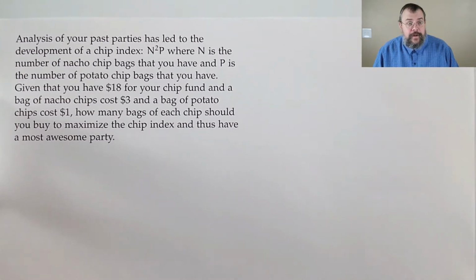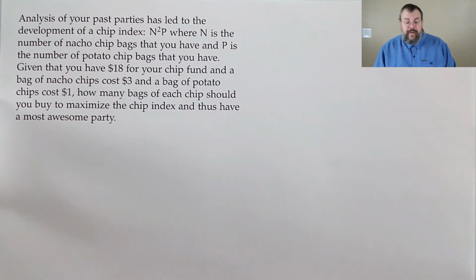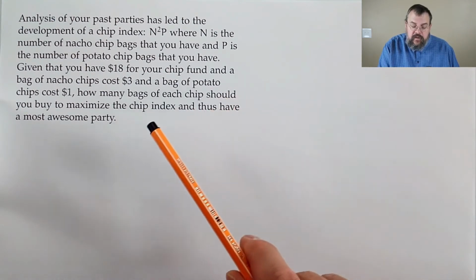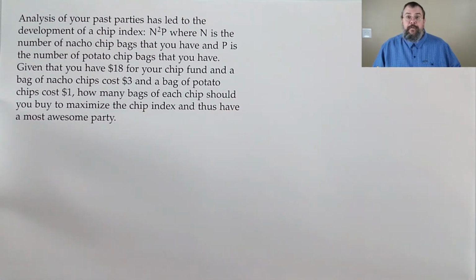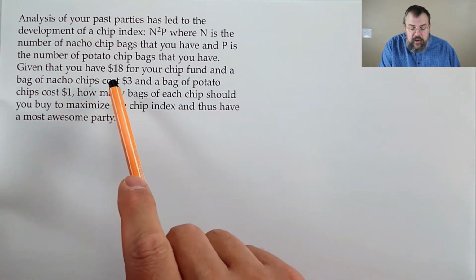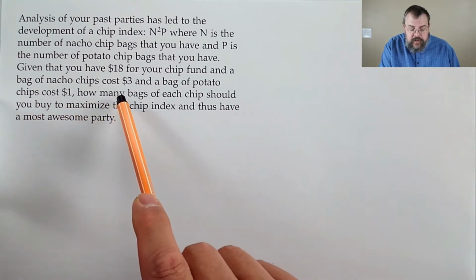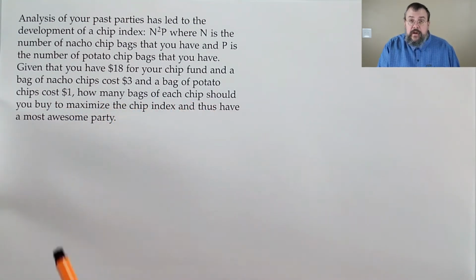Now, on to another problem. This one has some good applications. Analysis of your past parties has led to the development of a chip index, N squared P. All right, well, what is that? Well, N is the number of nacho chip bags that you have, and P is the number of potato chip bags that you have. So you want to have a good mix, and you want to really have the appropriate amount of each. Now, we have $18 for our chip fund, and every bag of nacho chips costs $3, and every bag of potato chips costs $1.